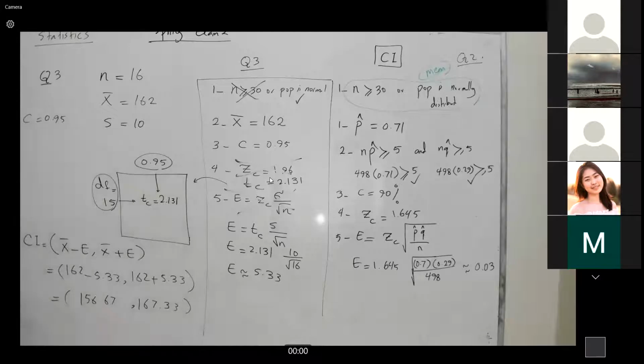So we are 95% confident that the temperature of coffee is in between 156.67 degrees and 167.33 degrees.